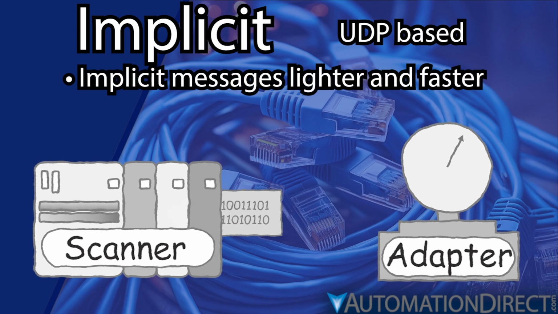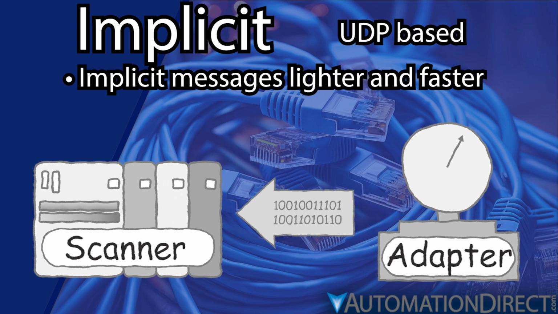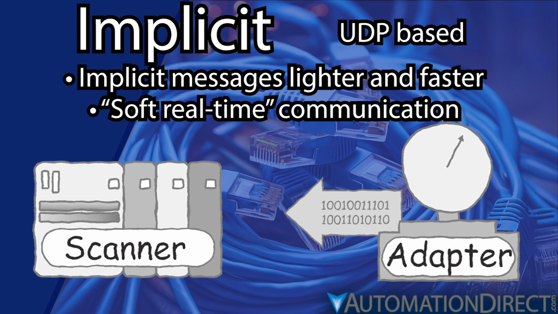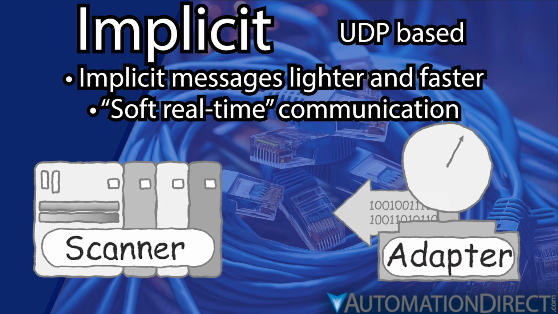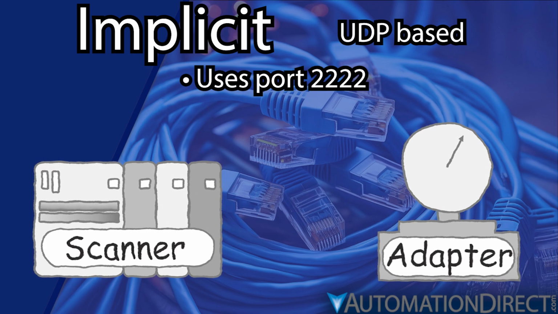Implicit, in other words. For these reasons, implicit messages are lighter and much faster than explicit. Implicit messages are considered to be soft real-time communication and typically contain field I/O data adapted into communications. Implicit messaging uses port 2222.